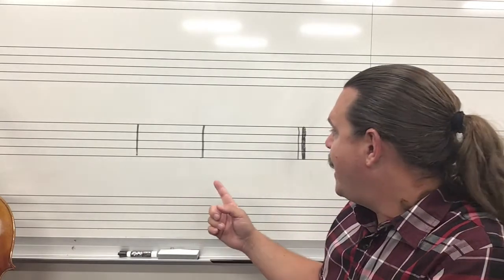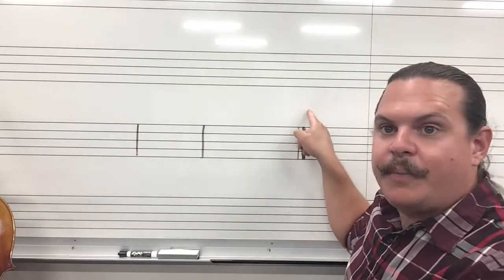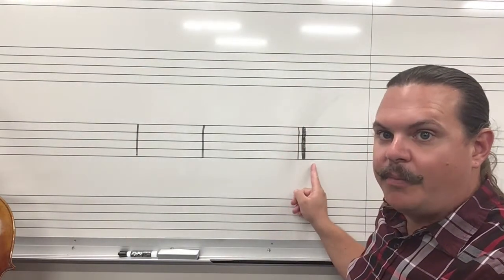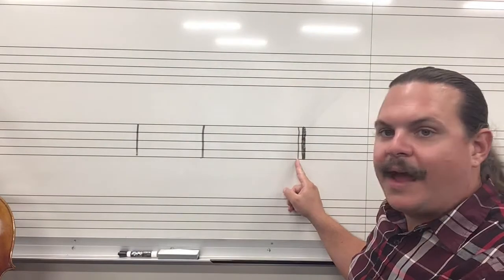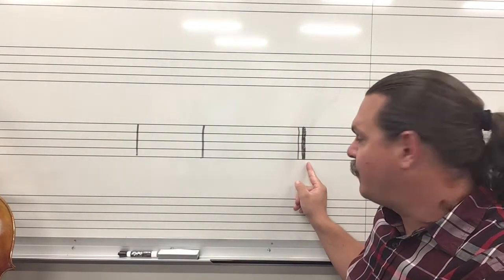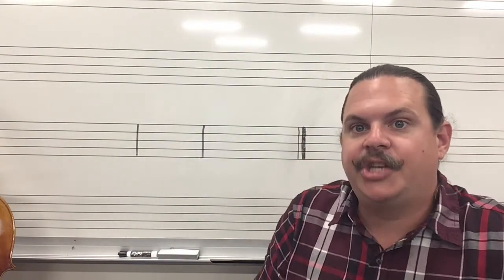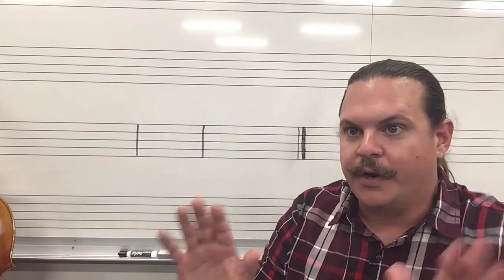The other thing that we have here is at the very end of a piece of music, we have something called a double bar. A double bar is one thin line followed by a fat line right after it. That is the indication that the music is over.